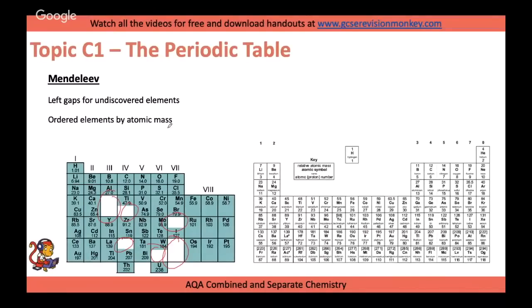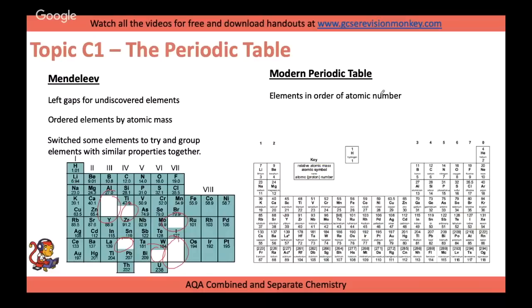He ordered them by atomic mass, okay? But he moved some of them if the properties fitted better. So mostly they were ordered by atomic mass, but if the properties fitted better, he might have moved them around a little bit. But there were still some differences to today's periodic table, because this is the modern periodic table over here, and we actually order it by atomic number. So that's the bottom number.